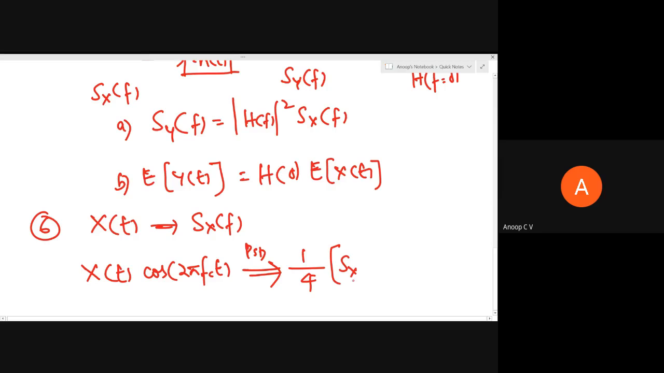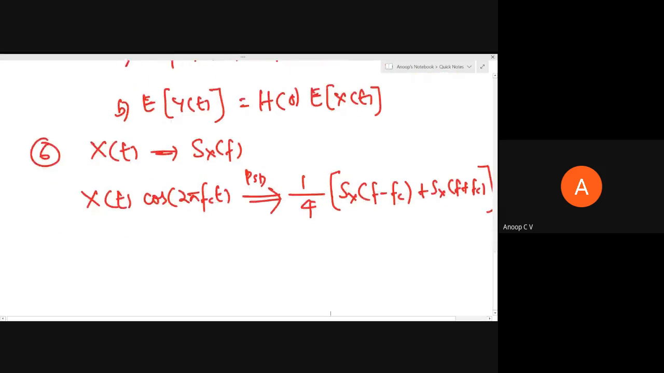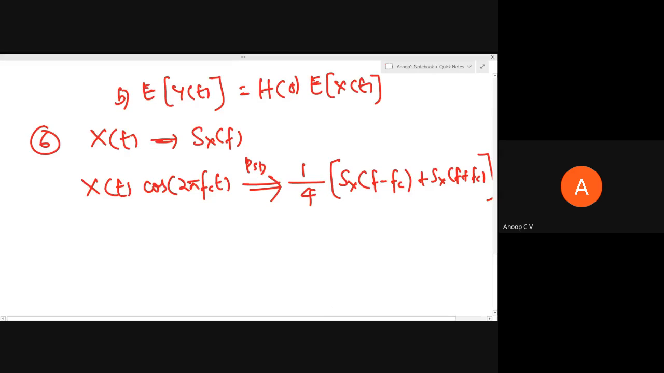That will be Sx of f minus fc plus Sx of f plus fc. This is actually what follows from the modulation property of the Fourier transform. If you multiply with cos 2 pi fct, the spectrum will be shifted to plus fc and minus fc. So as this PSD is mod of X of f squared by T, it will be 1 by 4, Sx of f minus fc plus Sx of f plus fc.